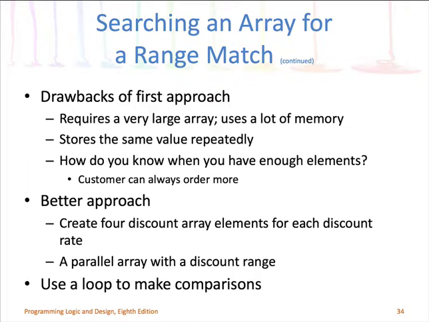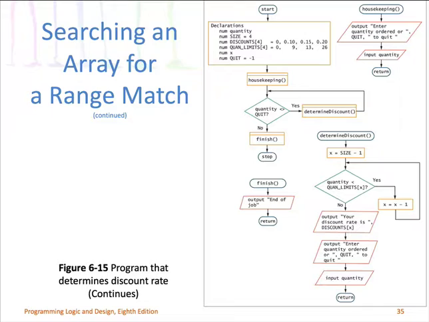Then what we do is we loop through, like we did to make comparisons. Again, I'm just going to repeat this because searching is a very important thing. We would search through the array by making comparisons to find the appropriate discount. So here's the code for doing that. The interesting part, or new part of the picture, is this determine discount.